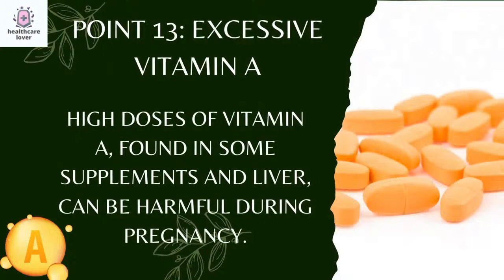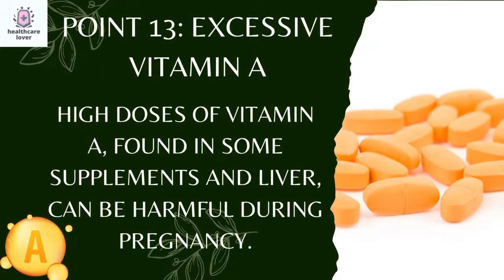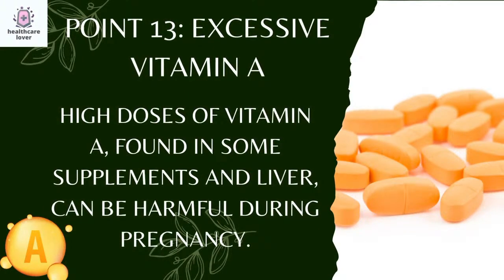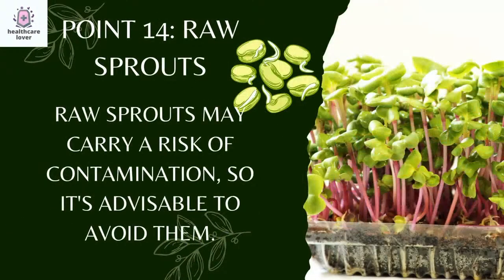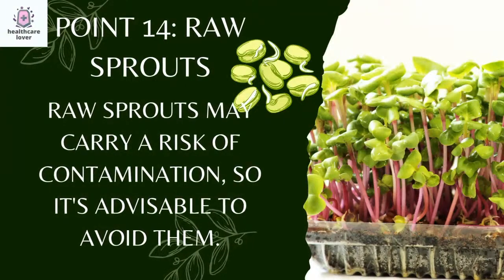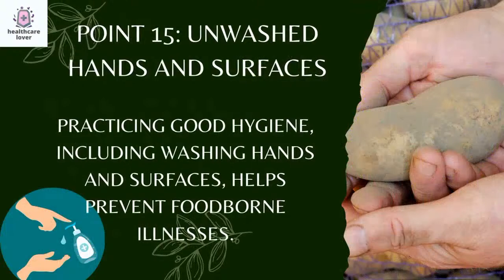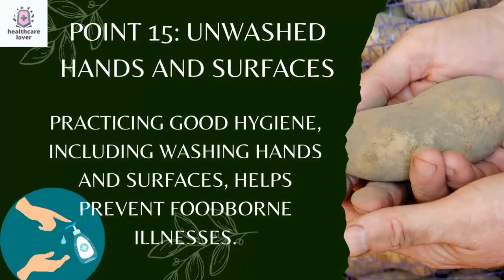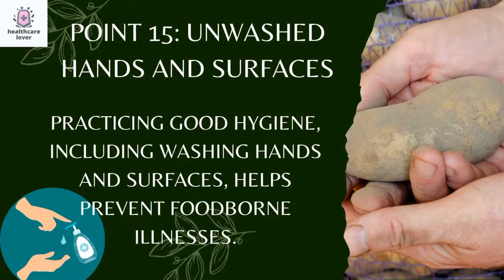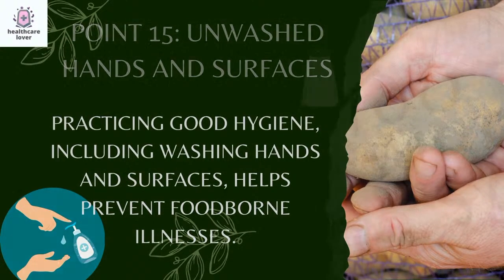Point 13. Excessive vitamin A. High doses of vitamin A found in some supplements and liver can be harmful during pregnancy. Point 14. Raw sprouts. Raw sprouts may carry a risk of contamination, so it's advisable to avoid them. Point 15. Unwashed hands and surfaces. Practicing good hygiene, including washing hands and surfaces, helps prevent foodborne illnesses.